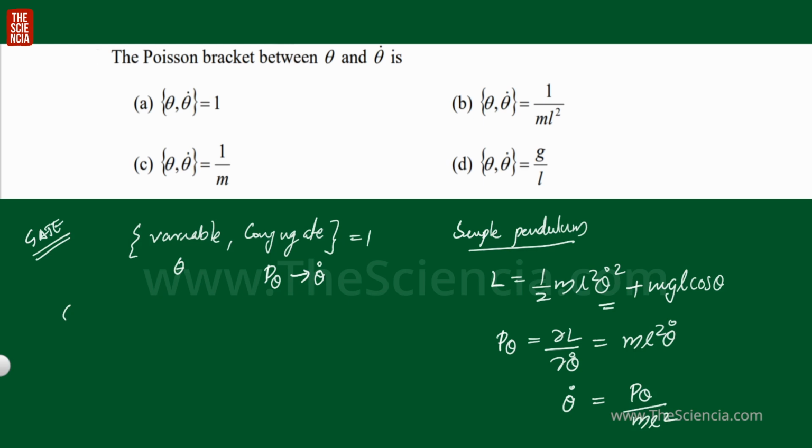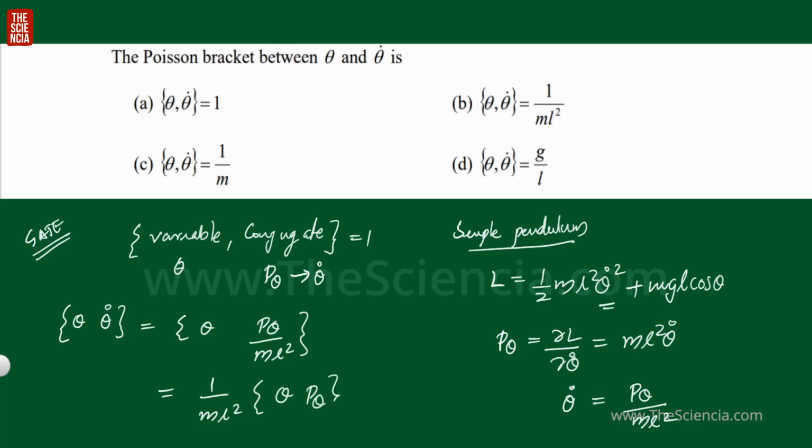Now I am rewriting this equation, that is, the Poisson bracket of θ, θ̇. I am replacing this θ̇ by p_θ by m L². Here 1 by m L² is a constant term, so I can take it outside the Poisson bracket. So 1 by m L² into the Poisson bracket of θ, p_θ. Now apply this condition, that a variable and its conjugate will be equal to 1. So this term is equal to 1. So what we get? We get the Poisson bracket of θ, θ̇ equal to 1 by m L². That is option B.